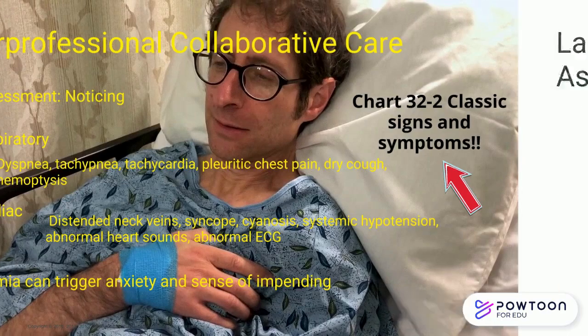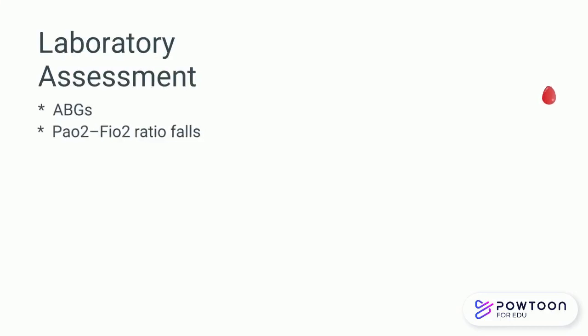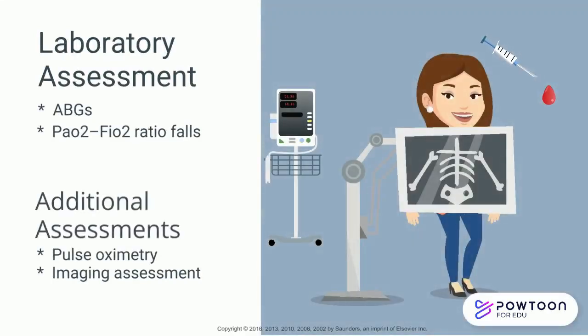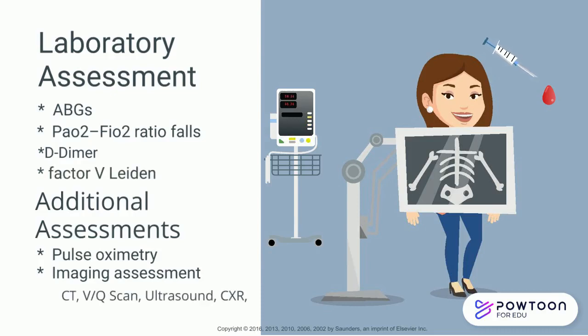They get very anxious. Laboratory assessment would include your ABGs as well as this test called a D-dimer. Additional assessments will include vital signs, including that pulse oximetry, and some radiography assessments such as a CAT scan, a VQ scan, ultrasound, or chest x-ray.